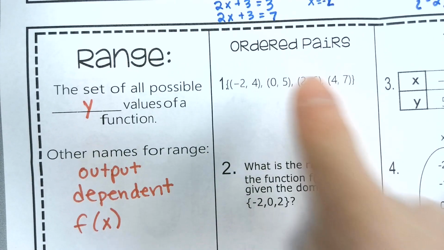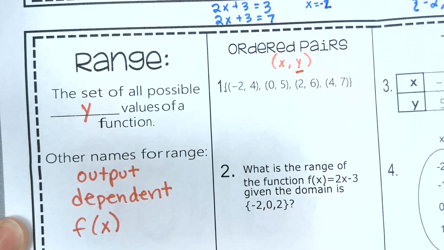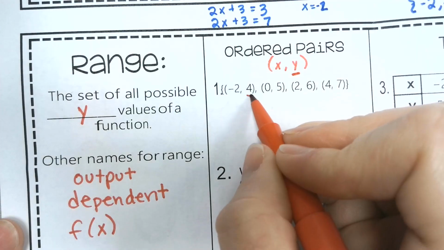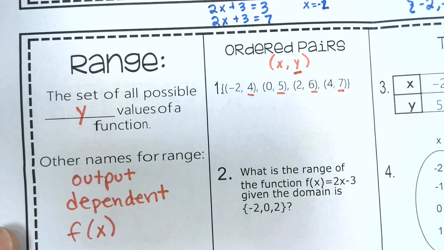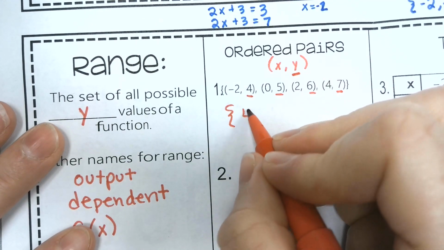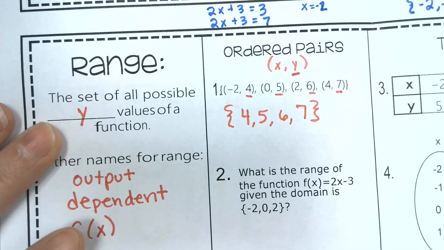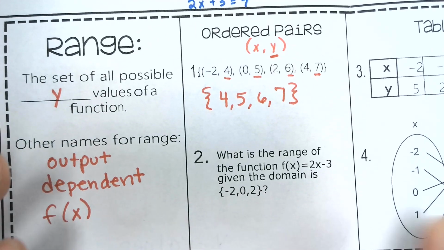All right, ordered pairs. We're only looking at the y value. So it's the second number. So let's underline all the second numbers. We're going to put them in order from least to greatest. So 4, 5, 6, 7, already in order. We're going to skip the number 2. We're going to come back to that.